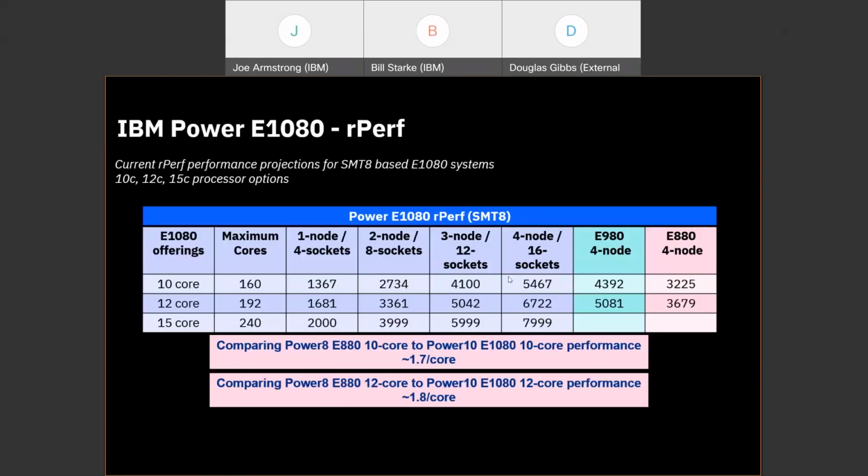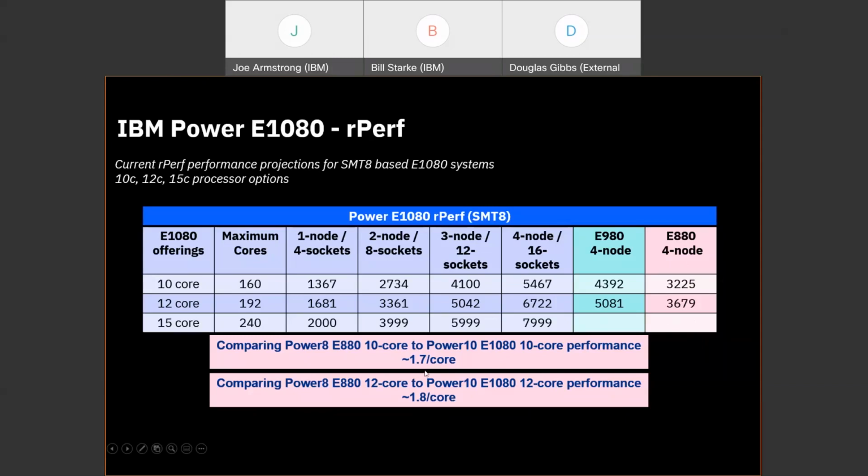Here are the different RPerf values for a Power10. This is the E980 and the E880, and just because generally people tend to jump a generation, I put the E880 performance here. In the 10-core processor, it's a 1.7x per core performance improvement. In the 12-core processor, 1.8x improvement per core. The E880 doesn't have a 15-core option, so I couldn't put anything there. But you can see a pretty significant improvement here.